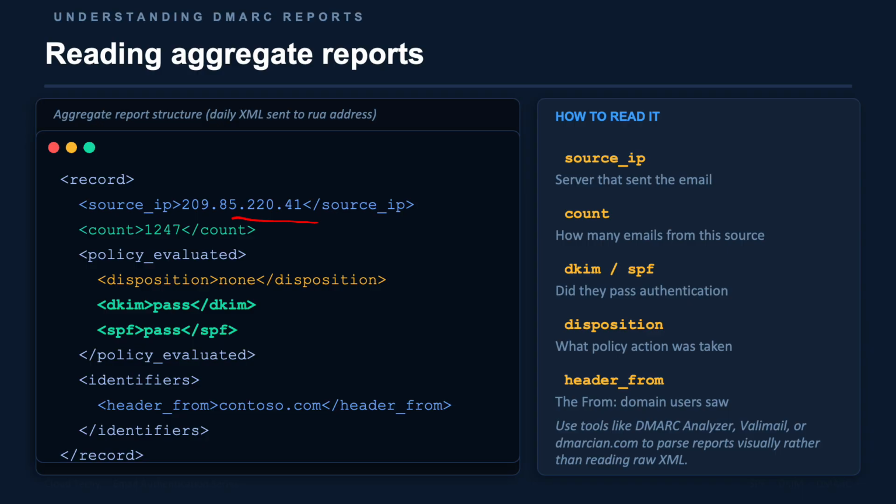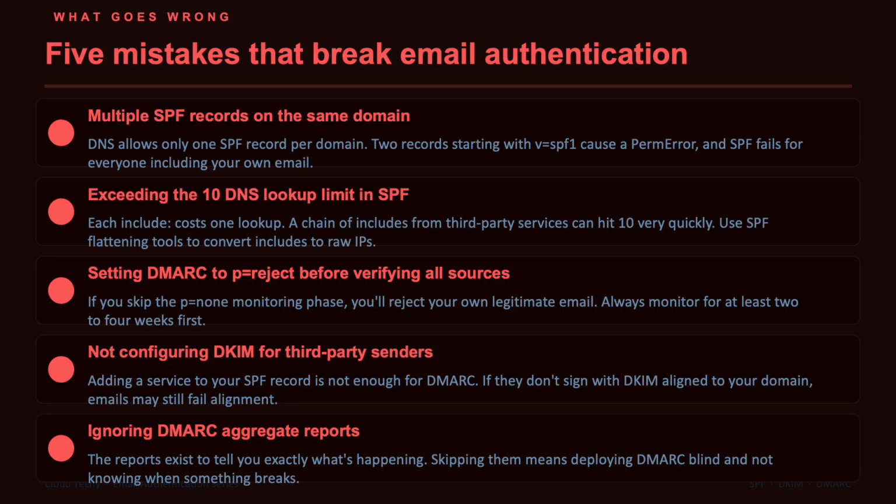One limitation to know: aggregate reports tell you sources, volumes, and pass or fail results, but not the content of the messages. If you need per message detail, you would use forensic reports, or RUF, though many organizations leave those off for privacy reasons. Before we wrap up, let's go through the 5 mistakes that most commonly break email authentication, because knowing these in advance will save you hours of troubleshooting.